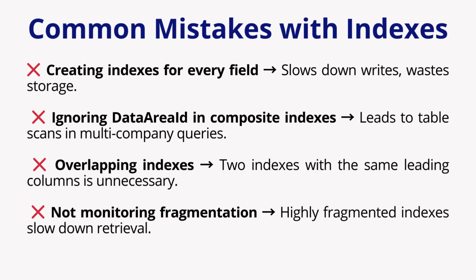Now, let's talk about some common mistakes. Creating indexes for every field. This slows down writes and wastes storage. Ignoring data area ID in composite indexes. This can lead to slow table scans in multi-company queries. Overlapping indexes. If two indexes start with the same columns, you're probably wasting resources. And not monitoring fragmentation. Highly fragmented indexes can significantly slow down retrieval. Avoid these mistakes, and your system will thank you.